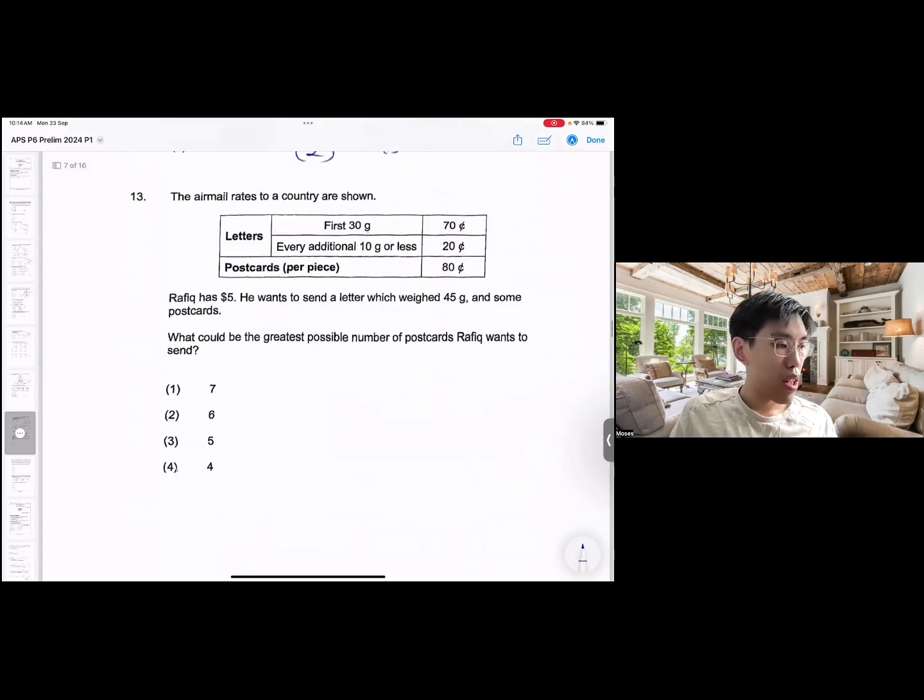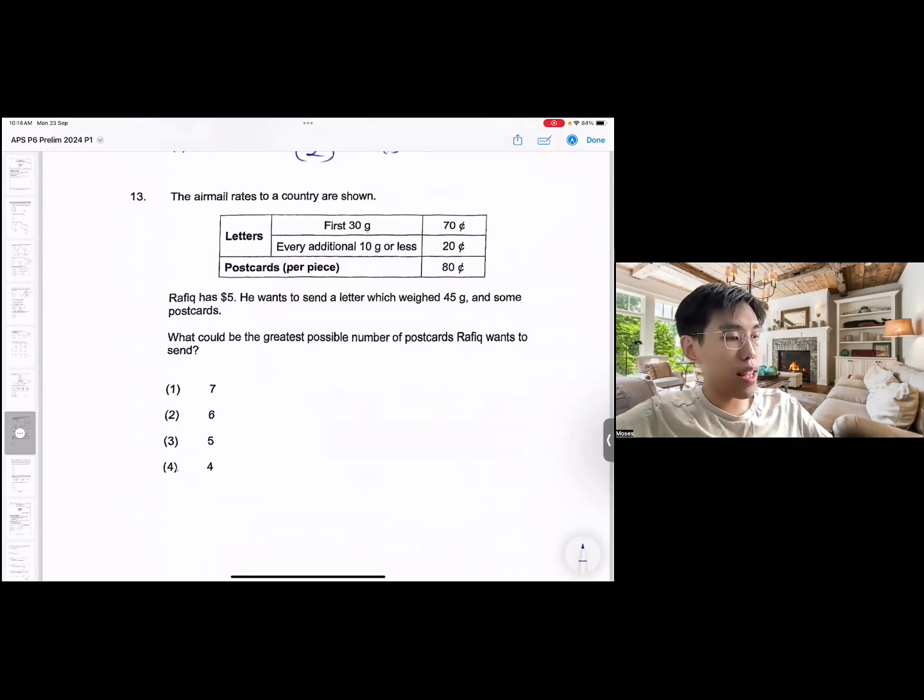Okay, next. Letters per 30 grams. The airmail rates to country show. I'm not going to explain the whole table, I'm just going to read. The graphic has 5 postcards, and we send a letter that is 45 grams. So let's calculate the letter first. The letter is 45 grams. It's broken down into the first 30 grams and then the next 15 grams.